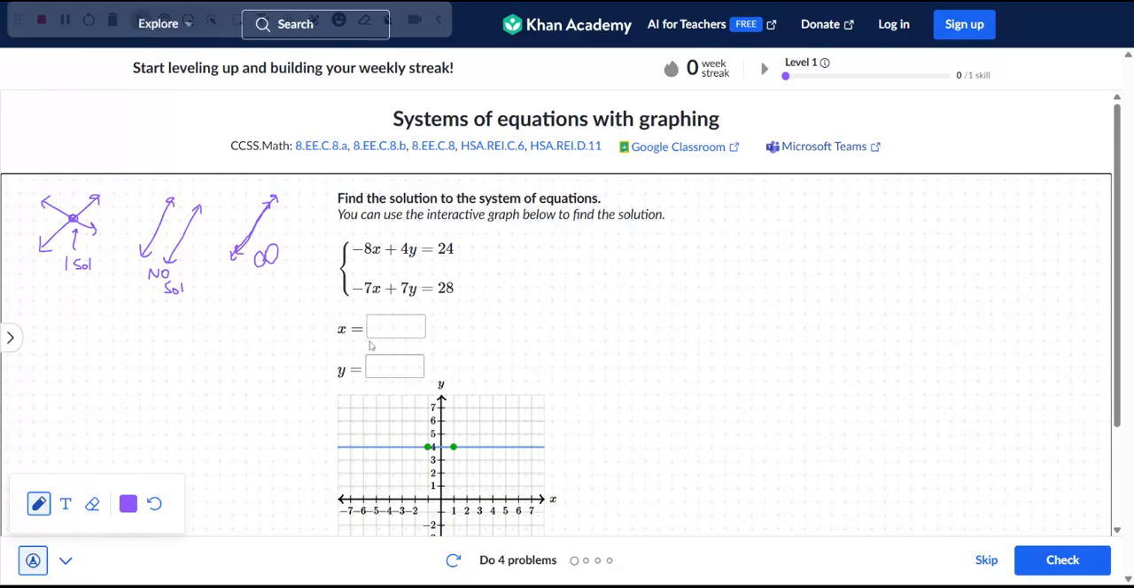Looking at this problem, because they want to know specifically what is x, what is y, right? Process of elimination, we're likely going to be looking at one solution, right? Because they want us to plug it in, what's x and what's y. All right, so our first step, right, like it said, was to graph.